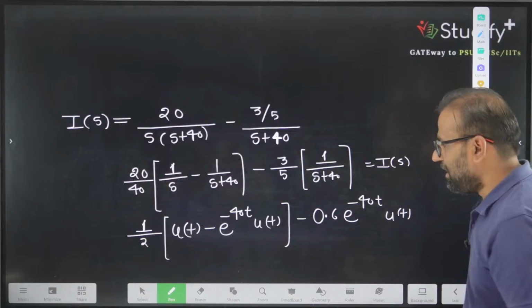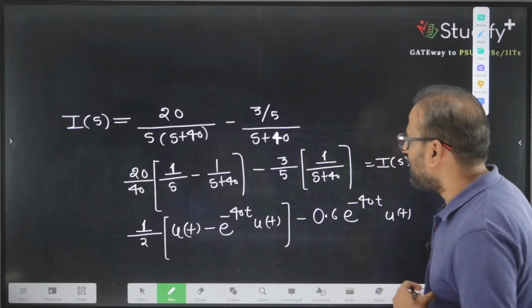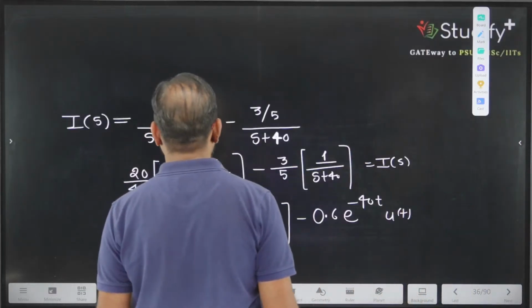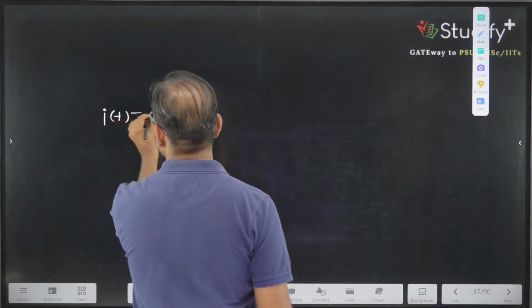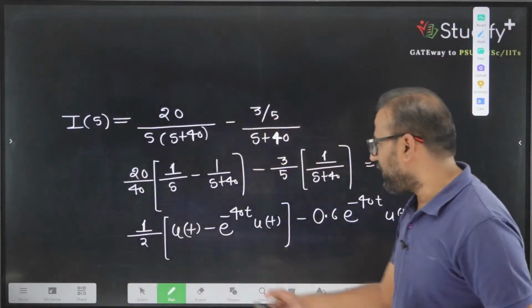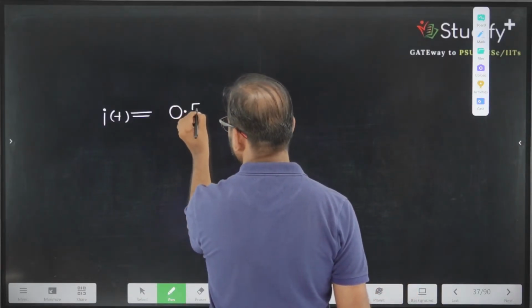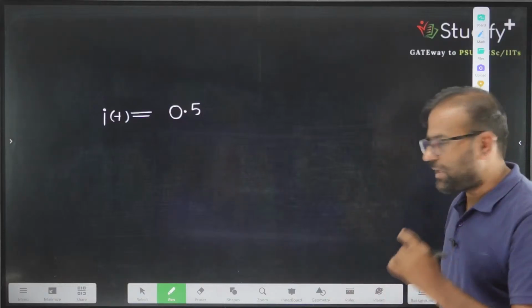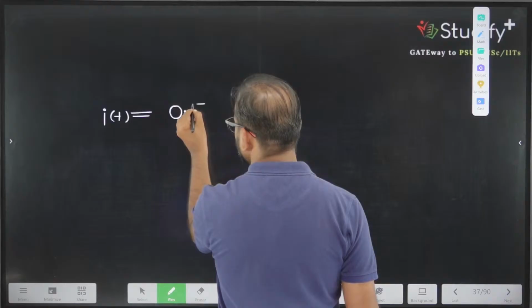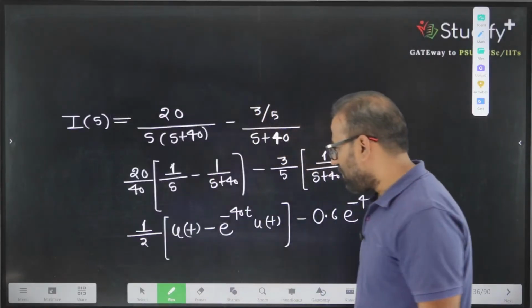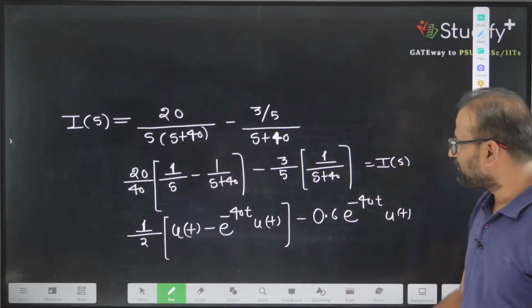Let's write each term together. I can take u of t as common, or let's write the solution of it for t greater than 0. How will it look? 0.5 into u of t. So I am taking u of t out from this. 0.5. What else? This is minus 0.5 and this is minus 0.6.